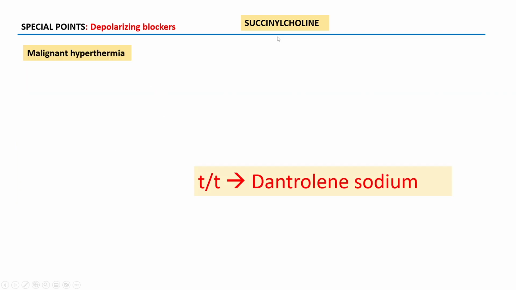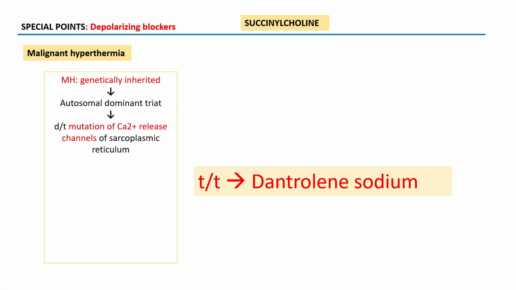So coming to the special points, that is malignant hyperthermia. Why does malignant hyperthermia occur? In genetically inherited individuals with an autosomal dominant trait, there is a mutation of the calcium release channels of the sarcoplasmic reticulum, or a mutation in the ryanodine receptors. In individuals with this mutation of calcium channels, whenever you give succinylcholine, it will trigger malignant hyperthermia.